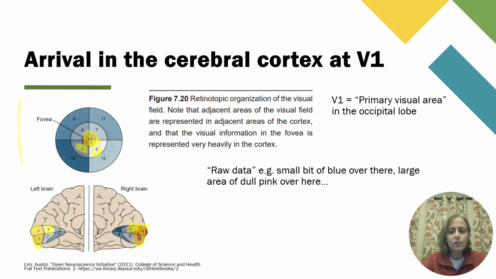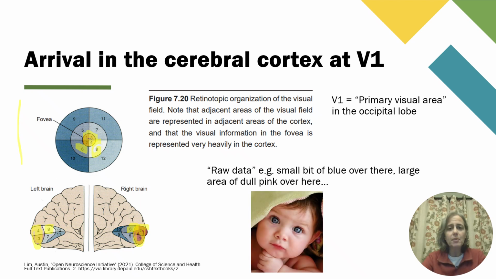So this small bit of blue over there and large area of dull pink over here could actually be a baby's face, right? But at this point, we just know there's some blue and there's some pink and there's a little bit of green up in the corner. And this part of the brain doesn't know what it is, but it just says, this is the information I'm getting.